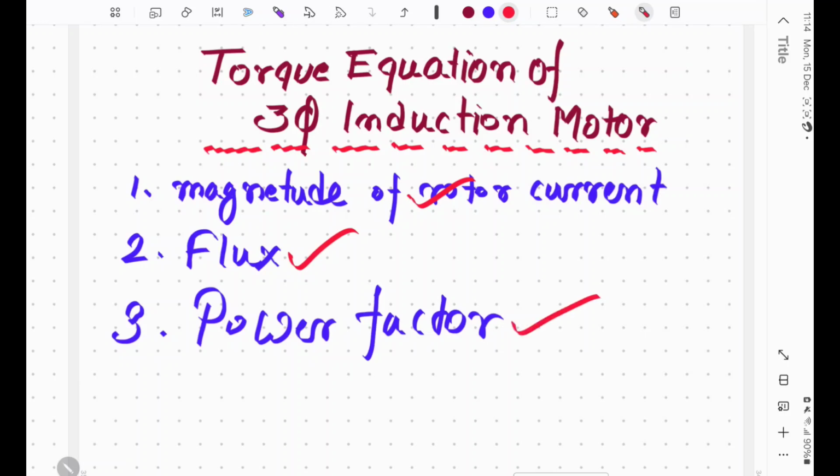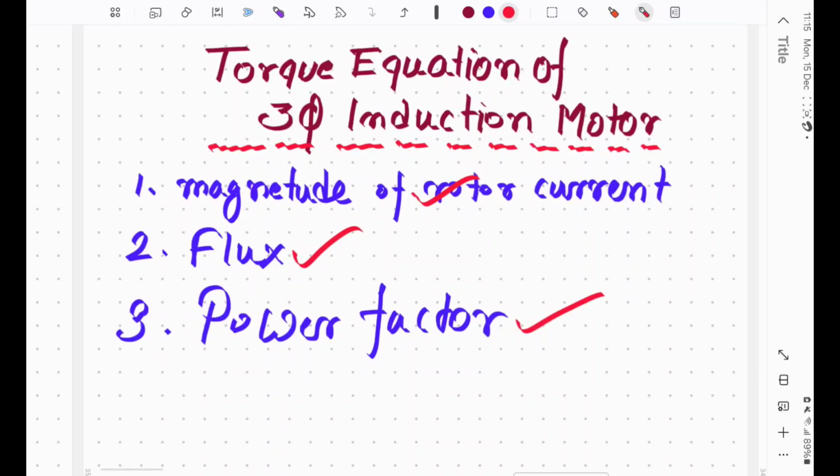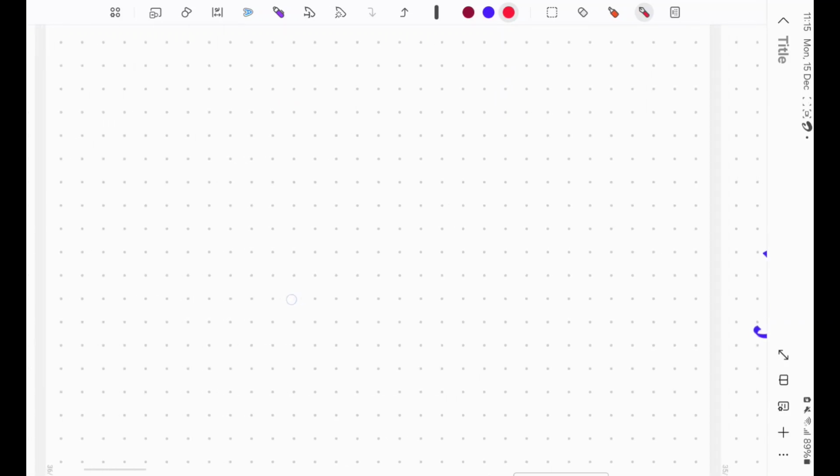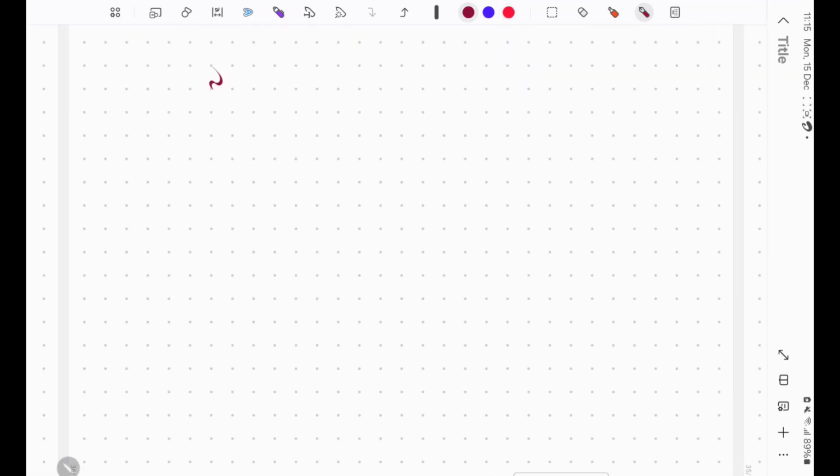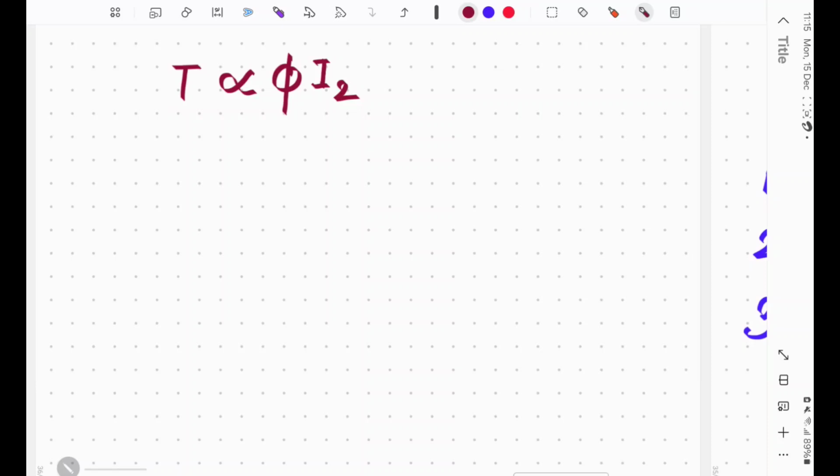These are the very important factors of the torque equation of a three-phase induction motor. By integrating these factors, we can derive the torque equation. So T is proportional to phi I2 cos theta 2, where T is the torque produced by the induction motor.